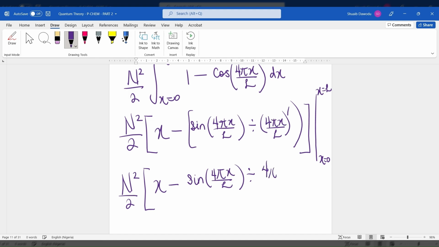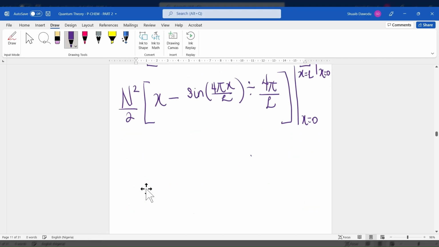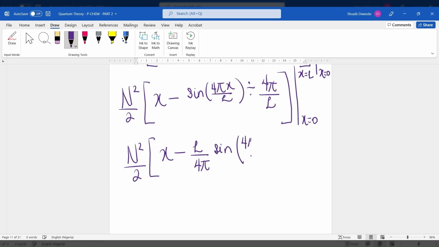So divided by 4 pi over L, okay, from the range x equals 0 to x equals L. So rewriting this, we end up with n squared over 2 times x minus L divided by 4 pi times sine of 4 pi x over L, okay, from x equals 0 to x equals L.